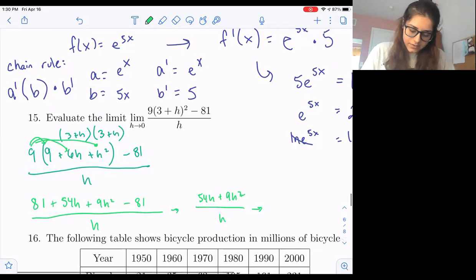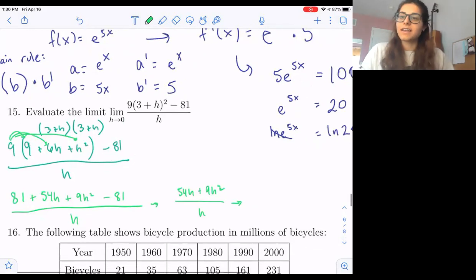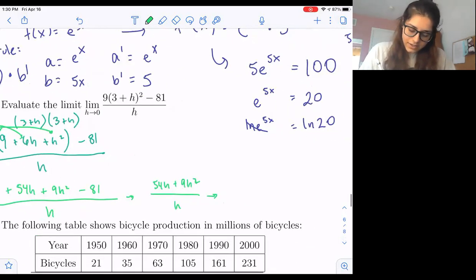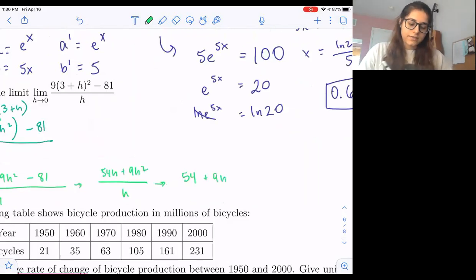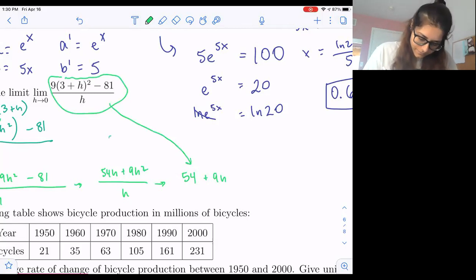54h divided by h is 54. 9h squared divided by h is 9h. All right, so this simplified is this.